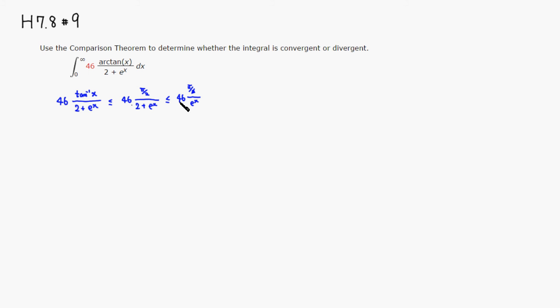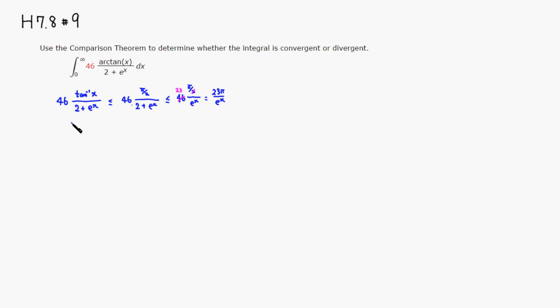So 2 and 46 cancel out, and that's a 23 there. So this is just 23 pi over e to the x. Alright, so instead of the original one, let's work on the larger function.